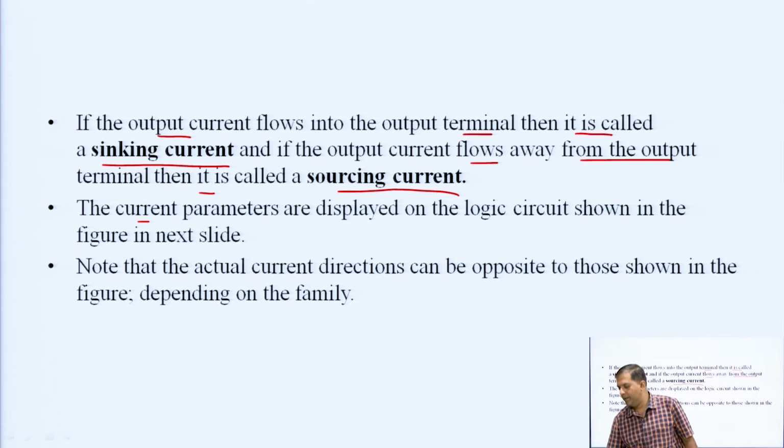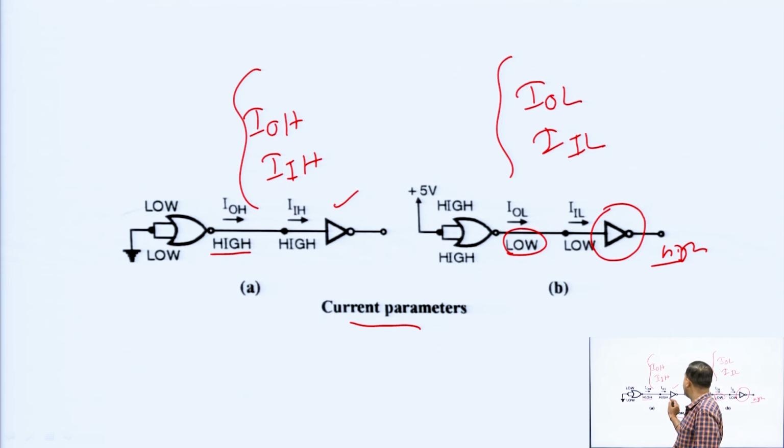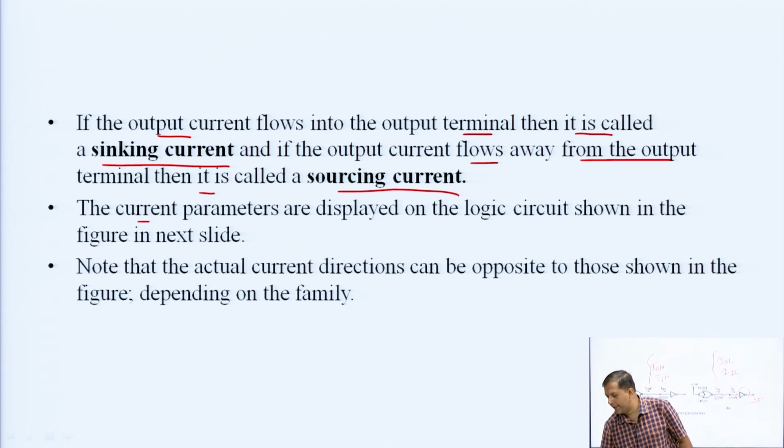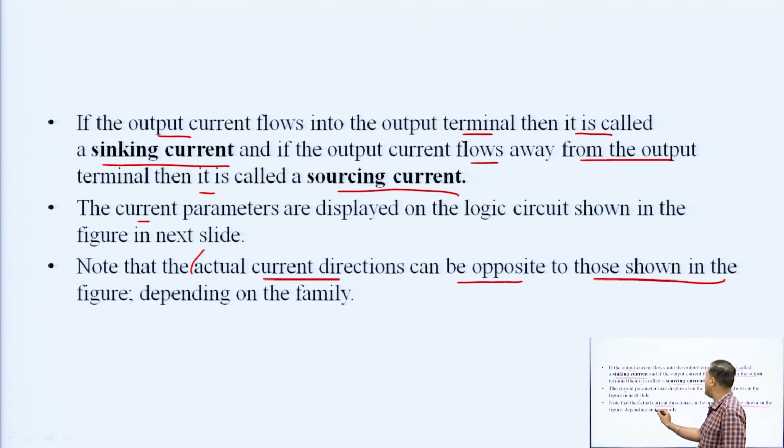Next, here one thing you have to notice, what is the direction of flow, that arrow you have to check. The actual current direction can be opposite to those shown in the figure depending on the family. So, we are having different types of logic families like TTL, DTL, RTL, ECL, CMOS logic. For different logic, the direction of current will be different. So, with that it can be changed.